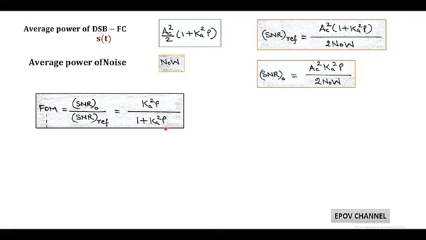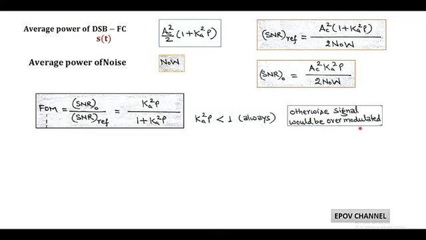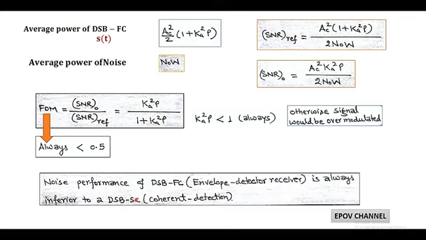Here we note a point. The value of ka squared P is always less than 1, otherwise the signal becomes overmodulated. So under this condition, the value of the figure of merit is always less than half. That is for the double sideband full carrier envelope detector. And since the figure of merit in double sideband suppressed carrier is unity, we can say the noise performance of the envelope detector receiver is always inferior to the coherent detector or double sideband suppressed carrier, since its figure of merit is just half.